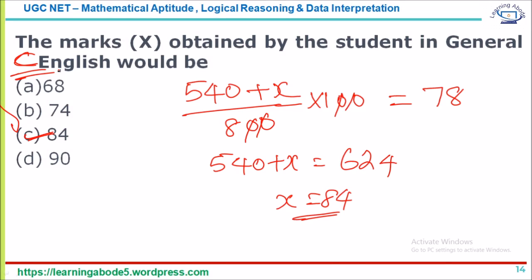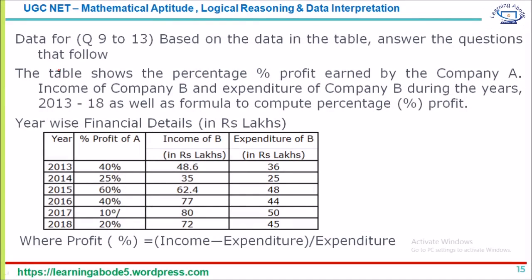So the answer is 84, option C for this question. Right, so finally we come to the data interpretation part. Please look at the data very carefully.